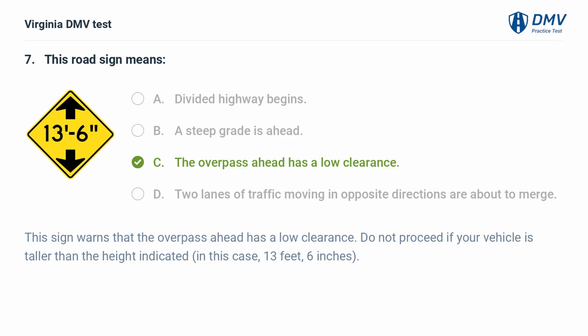C. The overpass ahead has a low clearance. This sign warns that the overpass ahead has a low clearance. Do not proceed if your vehicle is taller than the height indicated, in this case, 13 feet, 6 inches.